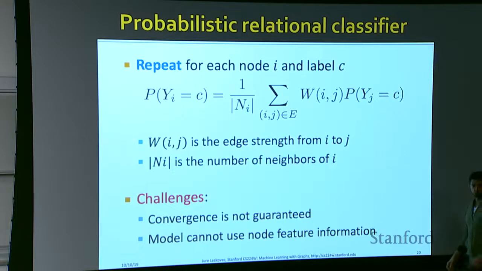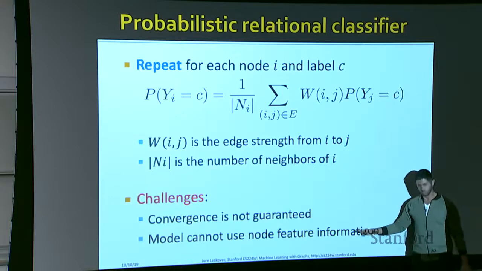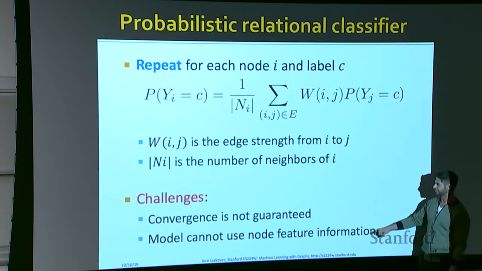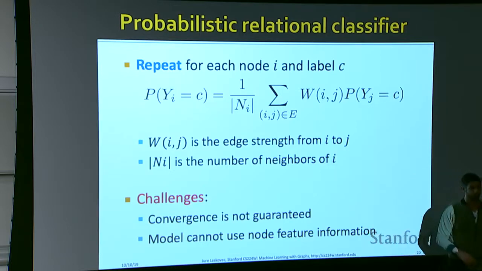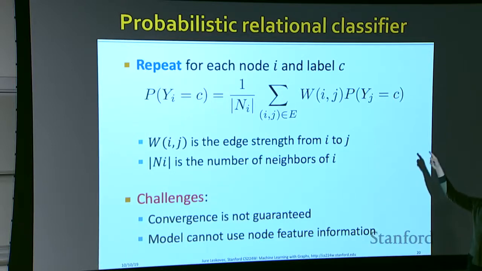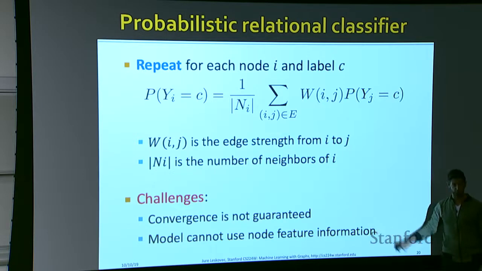And the other big problem, that at least we're going to be able to solve in the next parts of the lecture, is that this model is currently not using the node feature information at all, okay? It's just currently using the network information, so the labels of the neighbors, okay? So this is a big shortcoming.